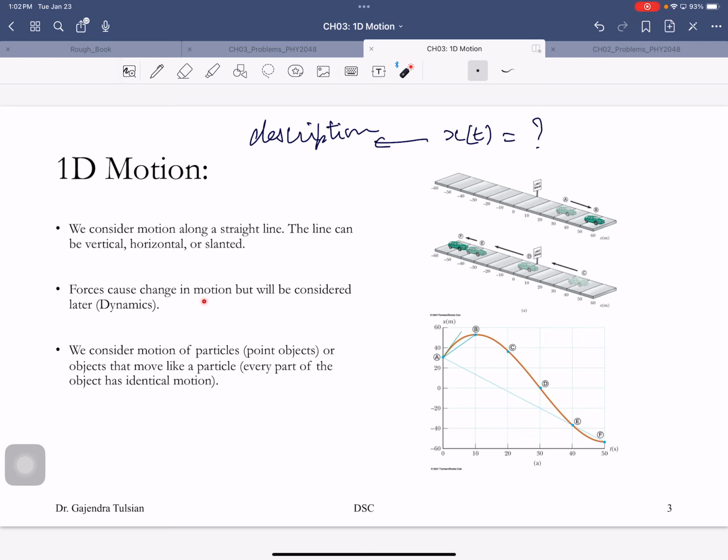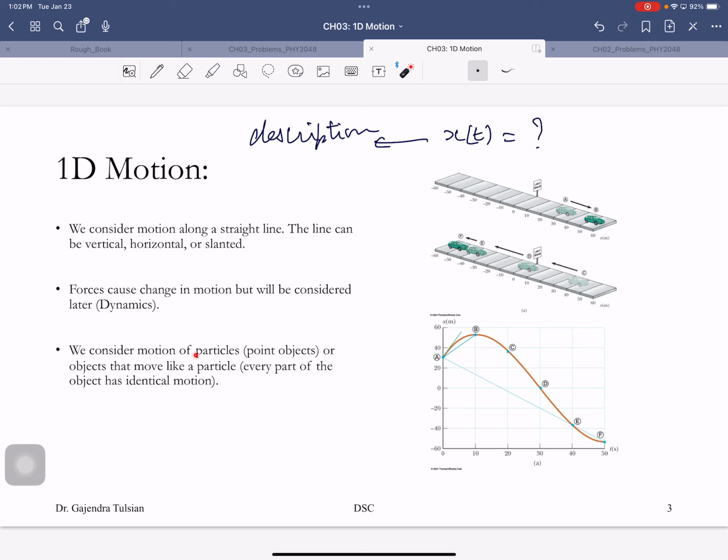Forces can cause change in motion. What does that mean? Forces can cause change in velocity is what we really mean. And Newton's laws will tell us that F equals ma is what that equation is, and we'll talk about that later.